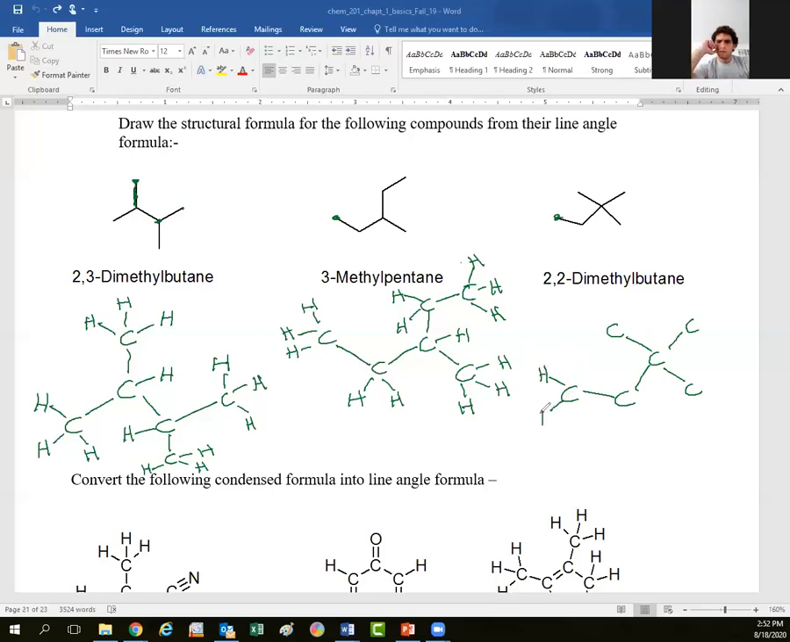So 3 hydrogens attached here. 2 attached there. The orientation of the hydrogens isn't terribly important, other than try and make it look reasonable. Try and space them out as much as possible, or something reasonable. A carbon in the middle here. Of course, with 4 bonds already attached, it doesn't have any hydrogens attached.